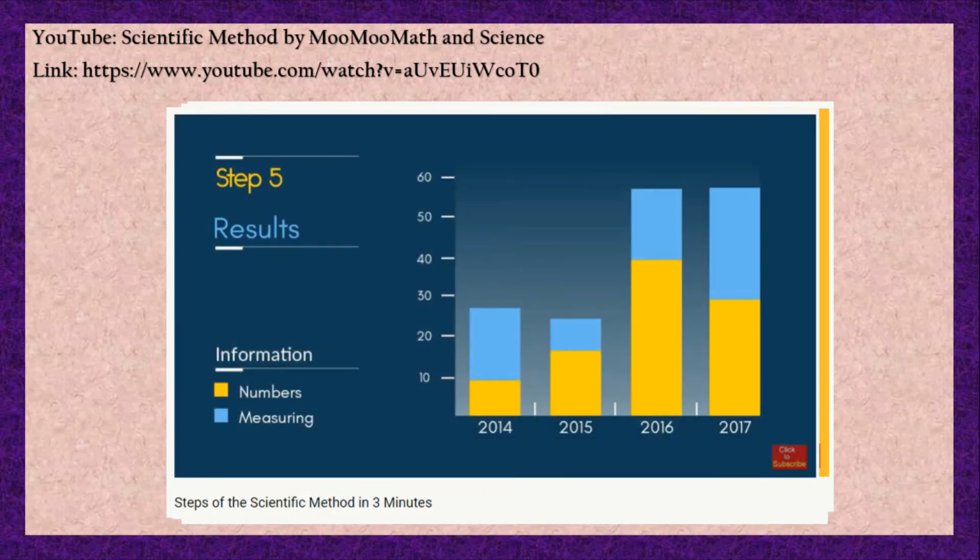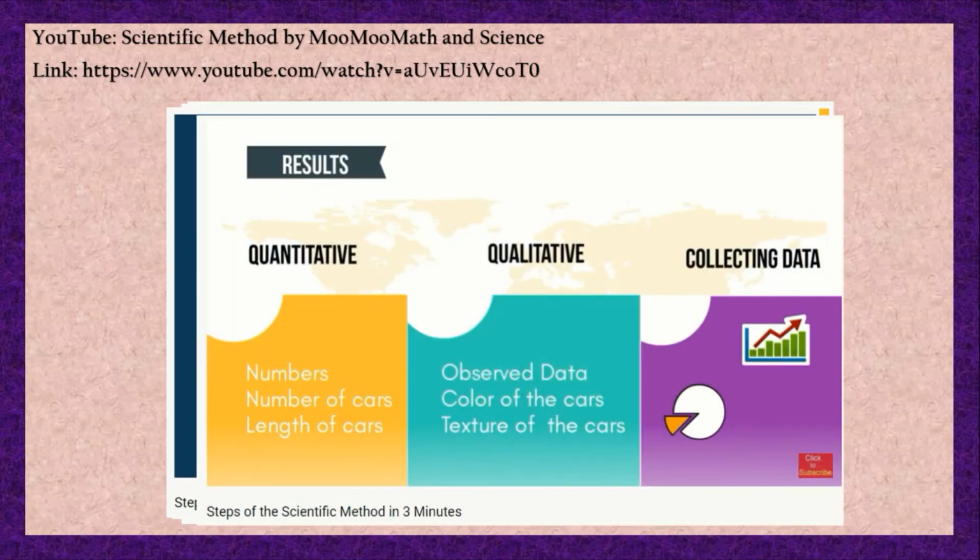Step 5 is the result. So, ito na yung after mo na-experiment, ano yung mga nag-gather mong data. Sa result, meron tayong dalawang uri ng result that can be quantitative or the numbers. So, talagang specific. Pag qualitative, ito yung mga katangian like observable data. For example, the color, the texture. Hindi mo siya mapaput into numbers. And you can show that using pie graphs or bar graphs or graphs.